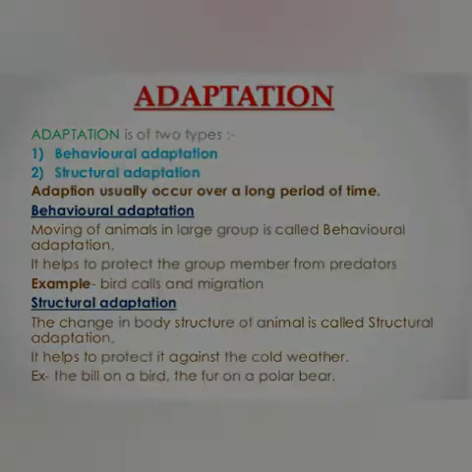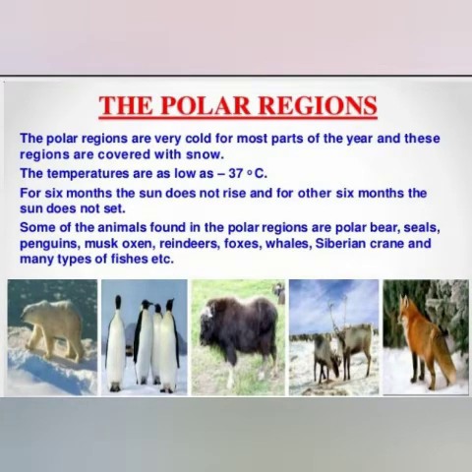The polar regions. The polar regions are very cold for most parts of the year and these regions are covered with snow. The temperatures are as low as minus 37 degrees Celsius. For 6 months the sun doesn't rise and for the other 6 months the sun doesn't set. Some of the animals found in the polar regions are polar bear, seals, penguins, musk ox, reindeer, fox, whales.